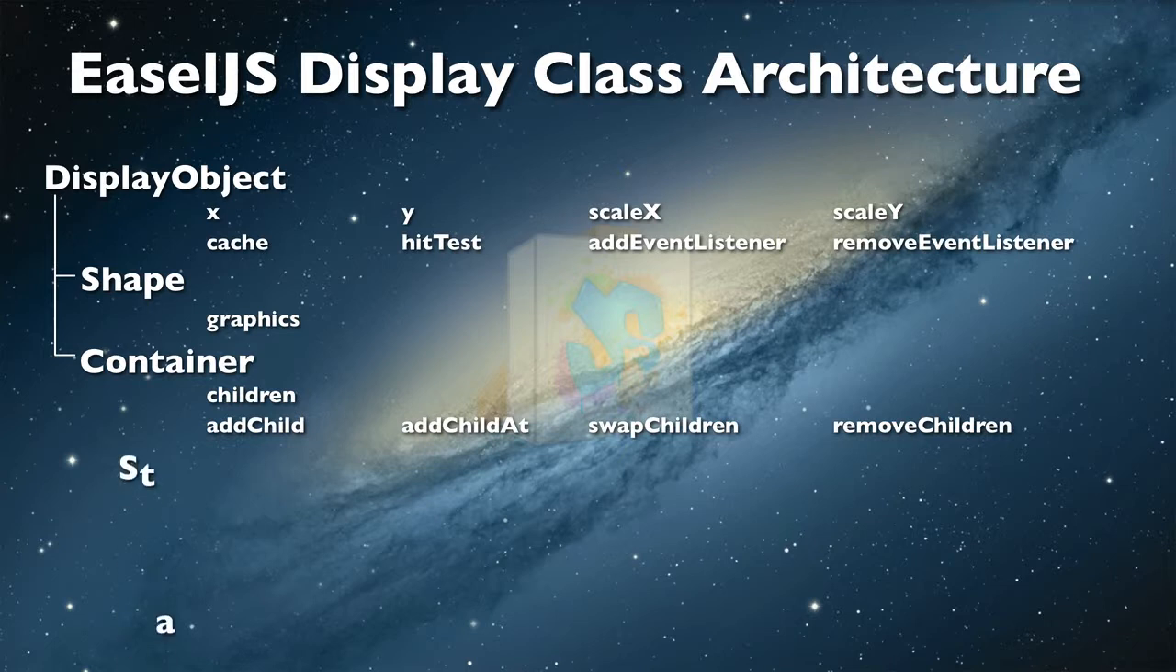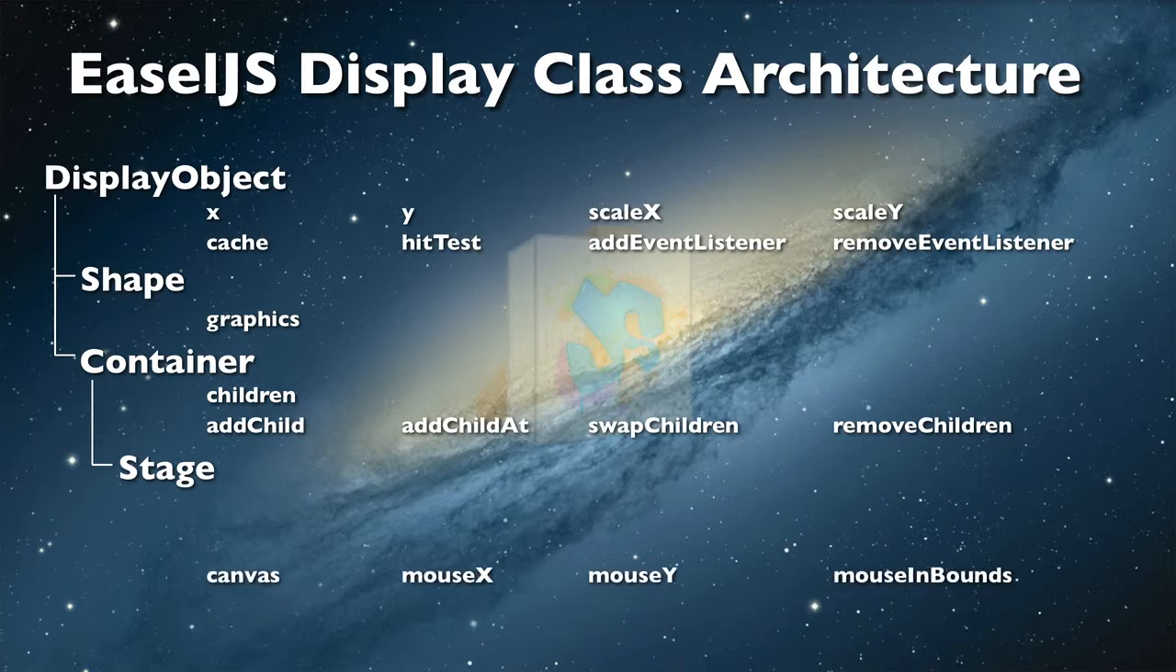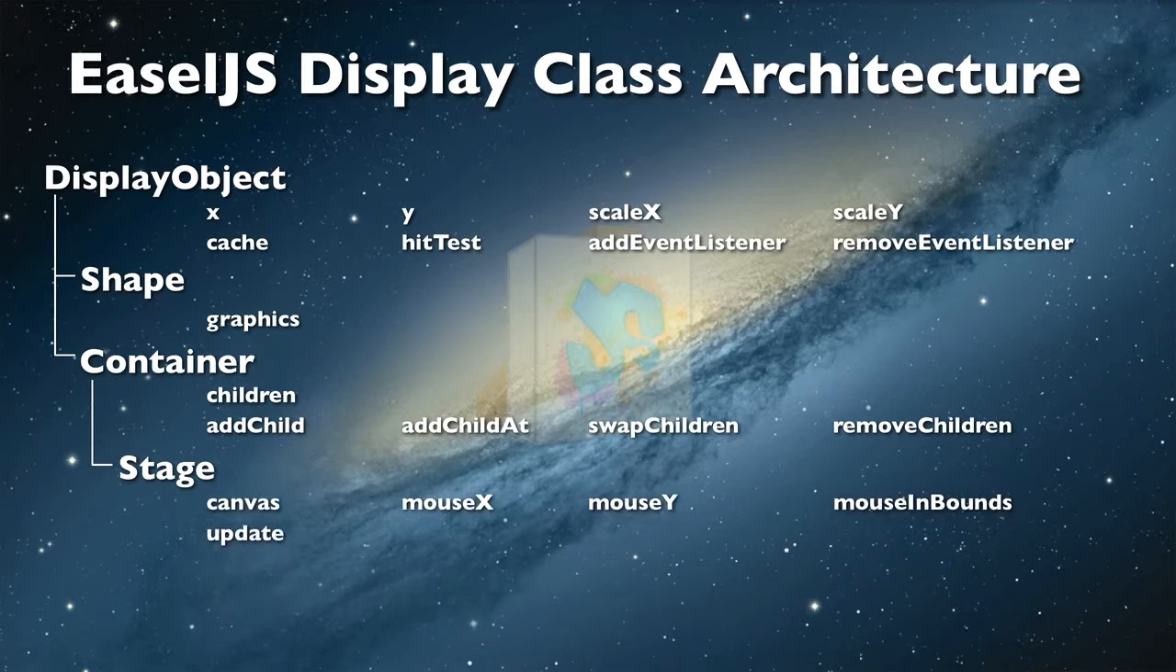The Stage class is the root-level container class in EaselJS. The Stage renders all contained display objects on its mapped HTML5 canvas. Key properties include the reference to the HTML5 canvas and various values for the mouse. The main method is update and used to render drawing on the canvas.